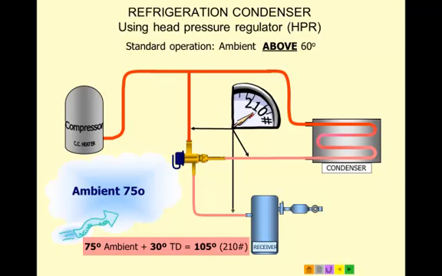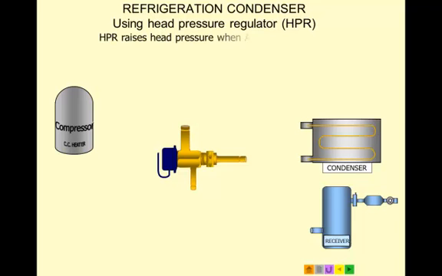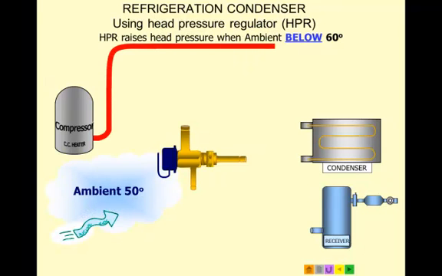If it's above 60 degrees, we're going to be looking at 210 pounds on the discharge line, 210 pounds in the condenser, and 210 pounds on the receiver side of this valve. Now, what happens when we get below 60 degrees? Let's say we have a 50-degree ambient.